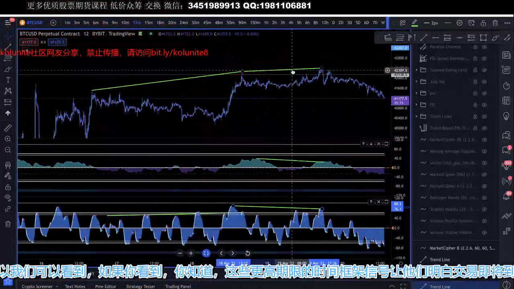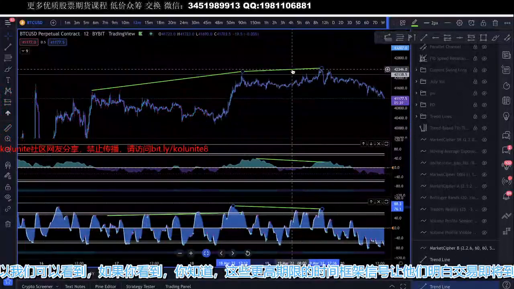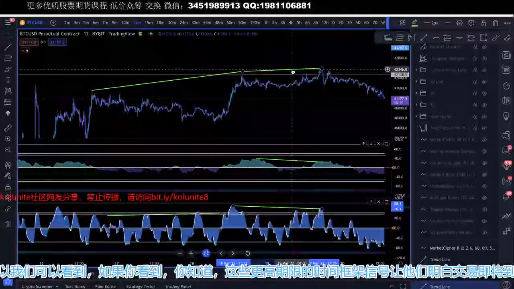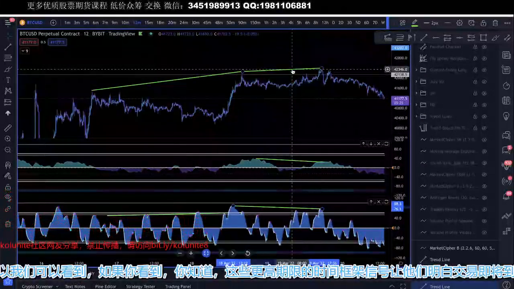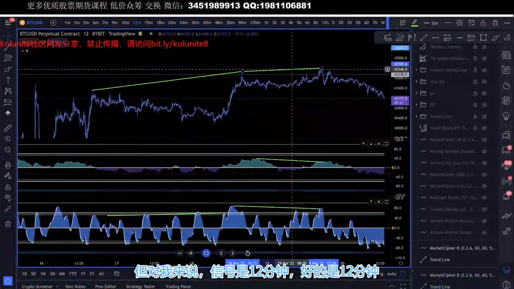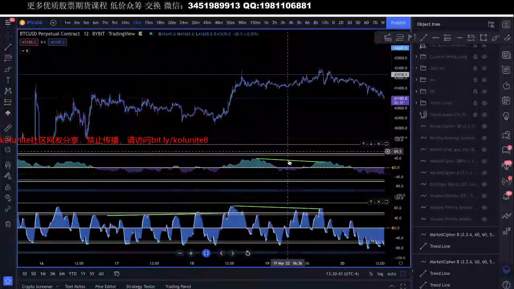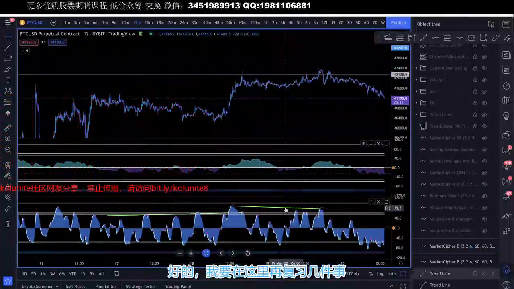So if you see those higher time frame signals, keep them, understand that the trade is coming soon. But for me, the signal is the 12-minute, okay? It's the 12-minute. We're going to go over a few more things here, okay?